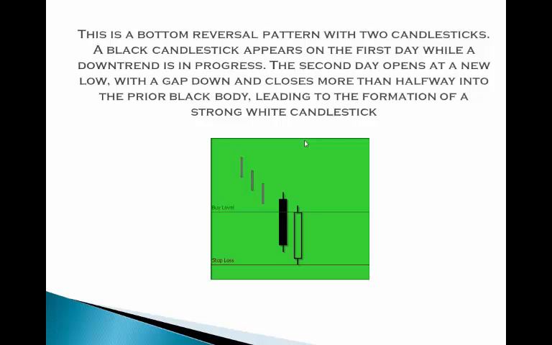Next one is called, what is this? This is a piercing line, the opposite of a dark cloud cover. Dark cloud cover is a bearish candlestick pattern, and a piercing line is actually a bullish reversal pattern.